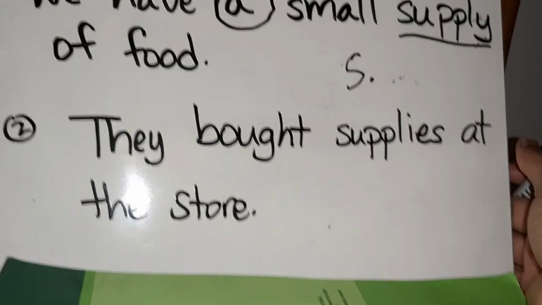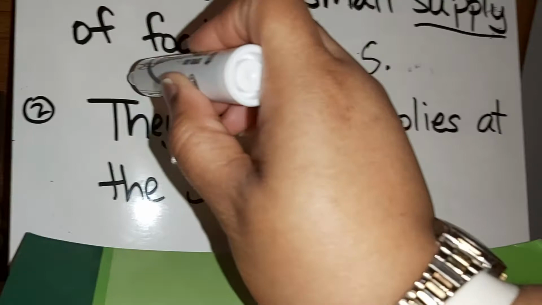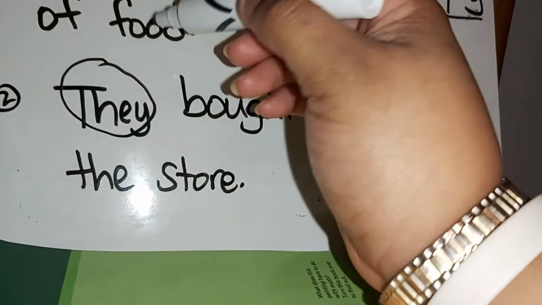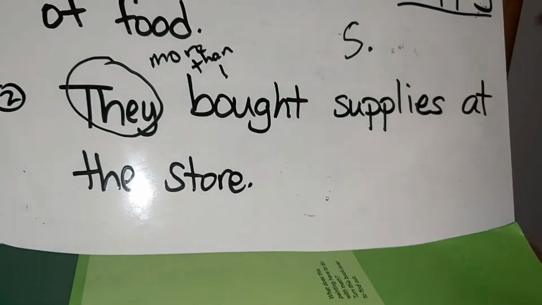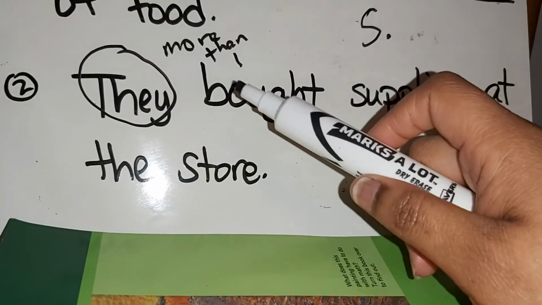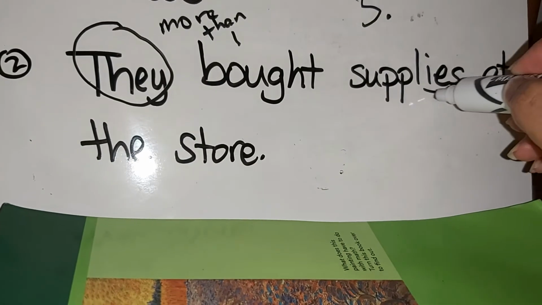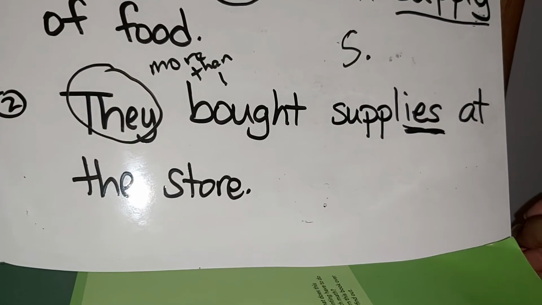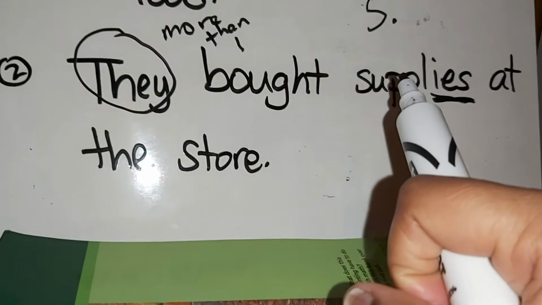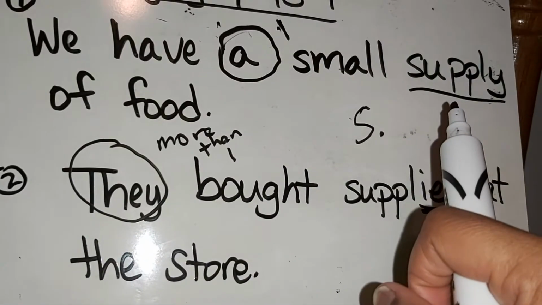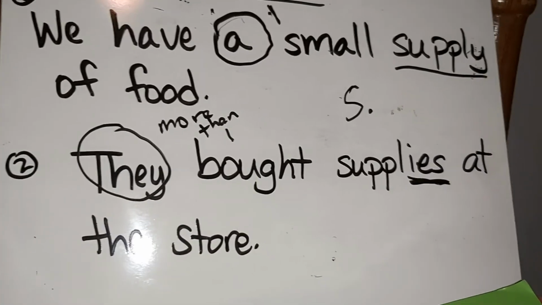Okay. Our next sentence. They bought supplies at the store. Our special word here is they. They means more than one. So because they bought the supplies, we don't say supply here. We have to change that Y into IES. So our new word is supplies. They bought supplies. Not they bought supply. Also, when you do this, remember it has to make sense. So if it doesn't make sense, it's probably not the correct answer.